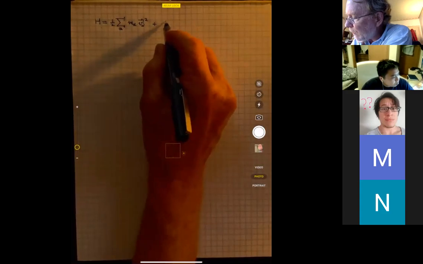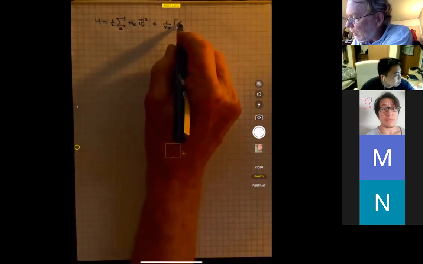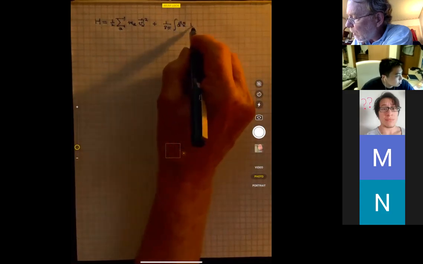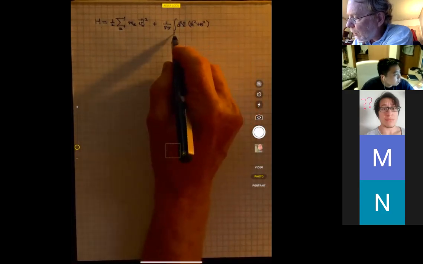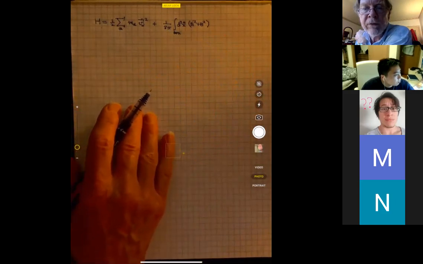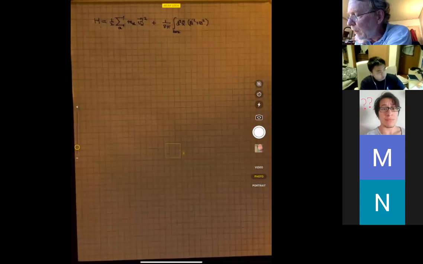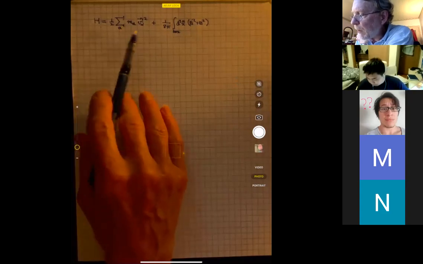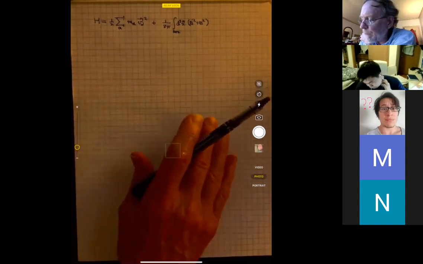And then we add to this the field energy, which is 1 over 8 pi times the integral over all space d cubed x of E squared plus B squared. Actually, since we're using box normalization, it's really not the integral over all space, it's just the integral over a box, but later on we'll let the volume of the box go to infinity, and then it'll turn into that. All right. In any case, this is the expression for the energy of the particles plus the field.